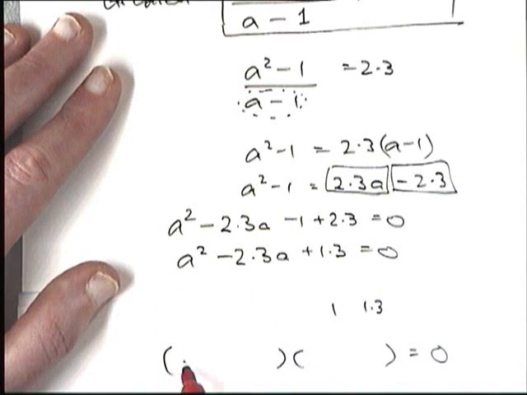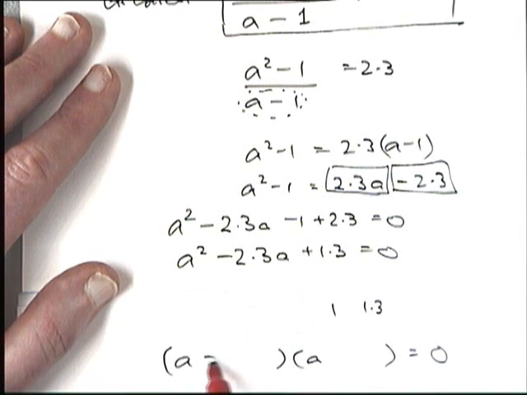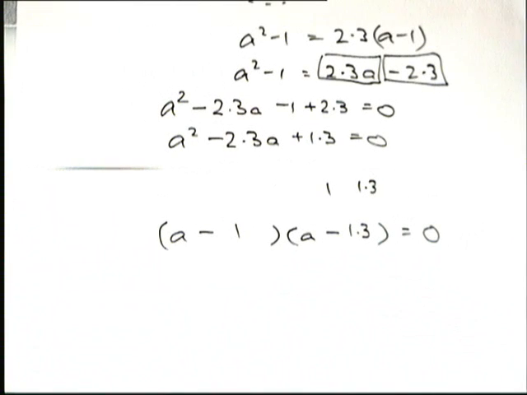Because of the a squared, both brackets will start with an a. If there's a plus in this position, that means both signs in the brackets are the same as each other, and they're the same as that. So I have a minus in both brackets, and a 1 and a 1.3. So I've factorised the quadratic, and I've got down to here.